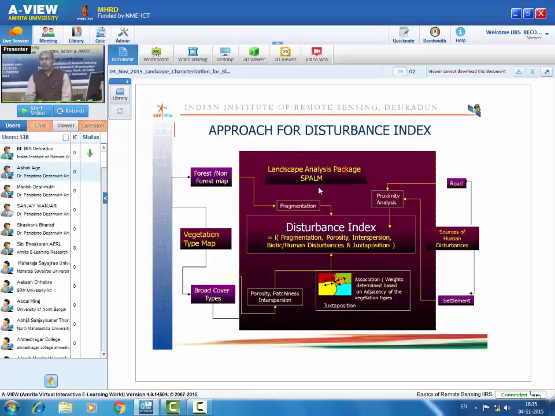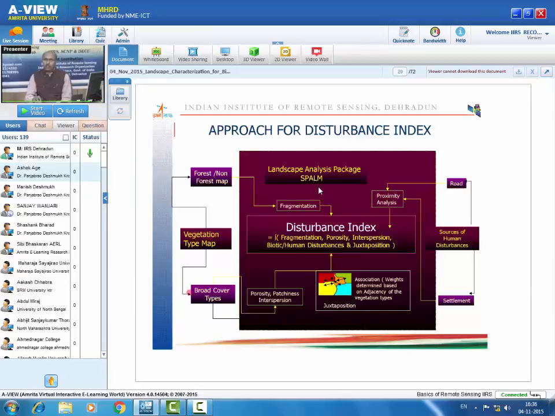So the first thing we want to do is to know what the disturbance of the forest is. This is the flow chart which says how. We have 5 parameters here. We want to know what the fragmentation of the forest is, what the porosity is, what the interspersion is, what the biotic pressure is because of human existence, and what the juxtaposition is. We start with the vegetation map which comes from remote sensing. We simplify this vegetation map into forest and non-forest and count the number of patches of forest and non-forest in a particular unique area, maybe 500 meter by 500 meter or 1 kilometer by 1 kilometer, we can decide.